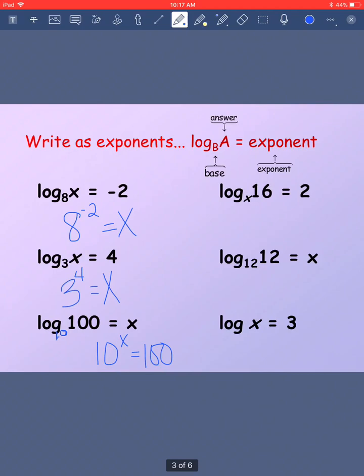My next one, log base x of 16 equals 2. So my base is x. I'm raising it to the 2nd power, and that equals 16. I've got log base 12 of 12 equals x, so my base is 12. I'm raising it to the x power, and that equals 12. And last example on this page, I've got log of x equals 3. So the base isn't written, so it's an implied base 10 to the 3rd power, and that equals x.